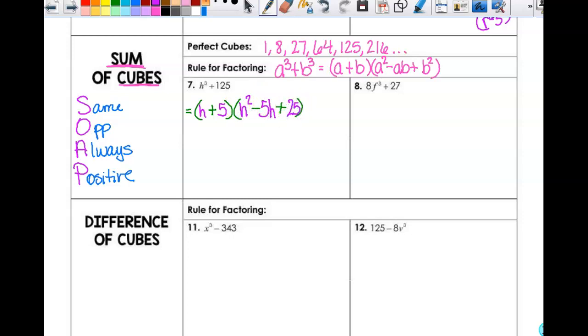Okay? Easy enough? What questions do you have? All right. Y'all do number 8 on your own.